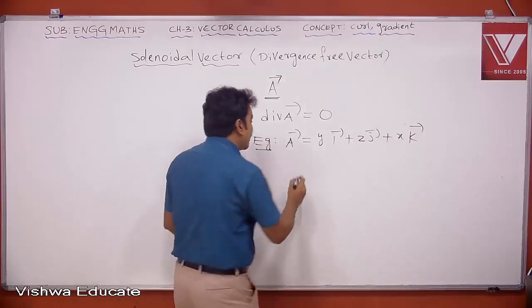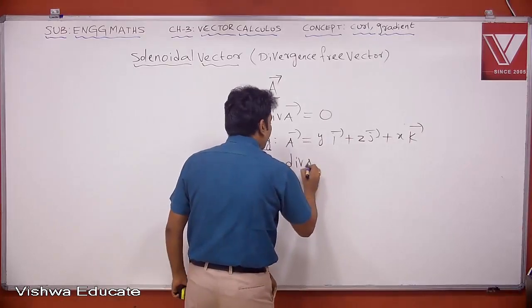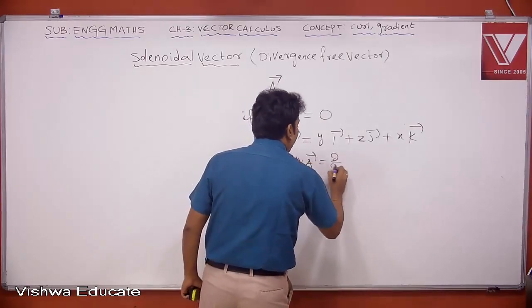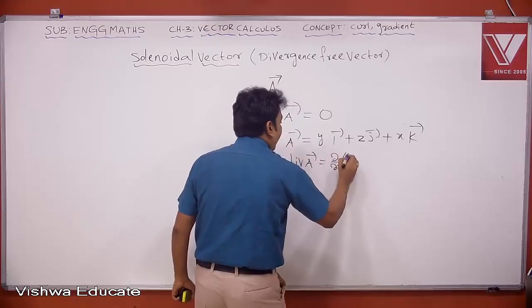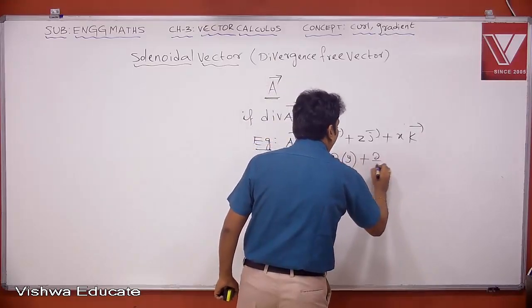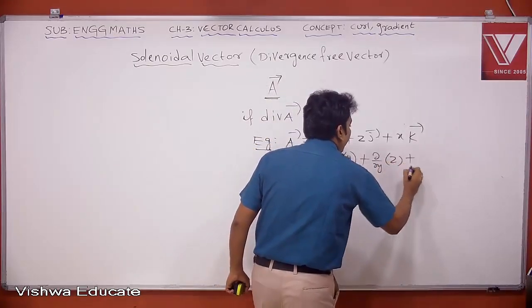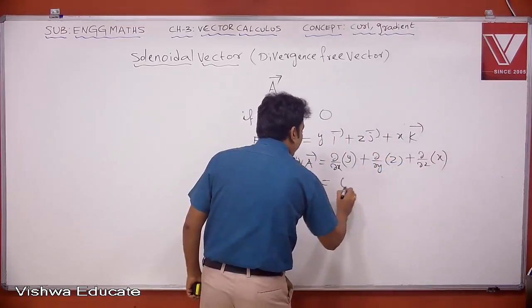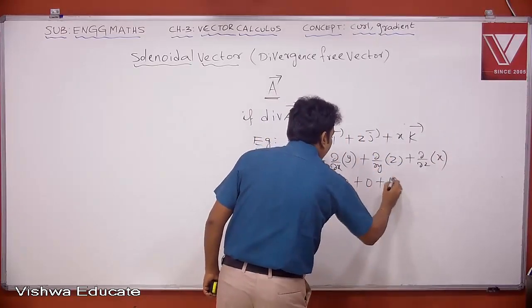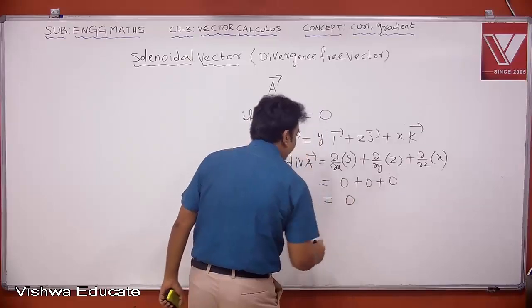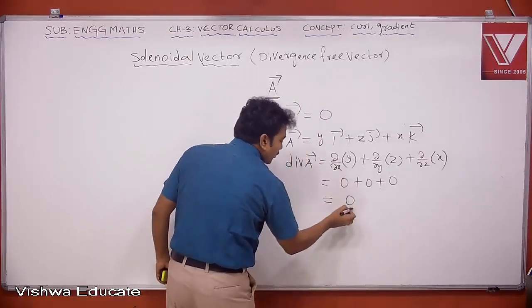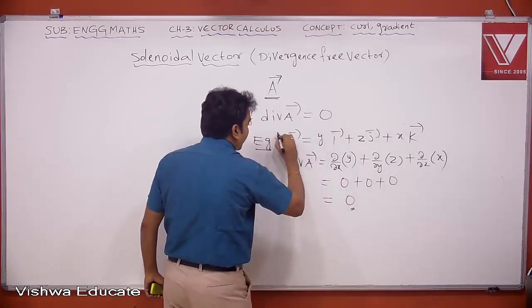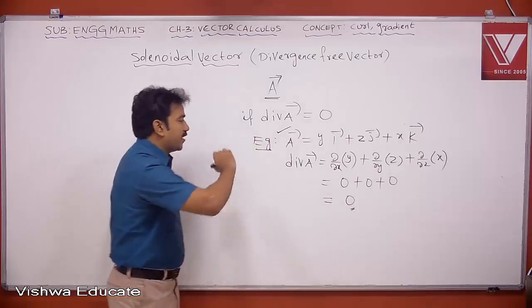Now when you find the divergence of this vector, div a bar equals dou by dou x of y plus dou by dou y of z plus dou by dou z of x. Now all these partial derivatives will give 0. Therefore the entire result is 0. Therefore this is a vector whose divergence is 0. So this is an example of a solenoidal vector.